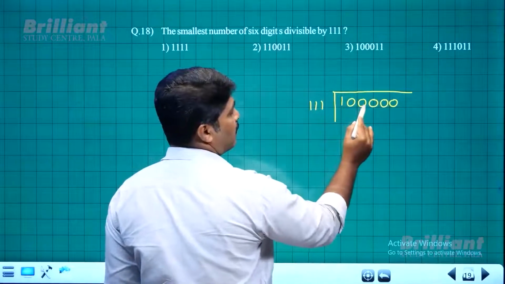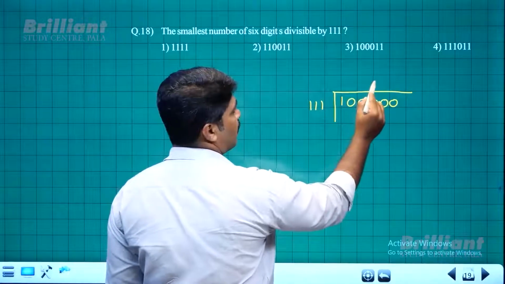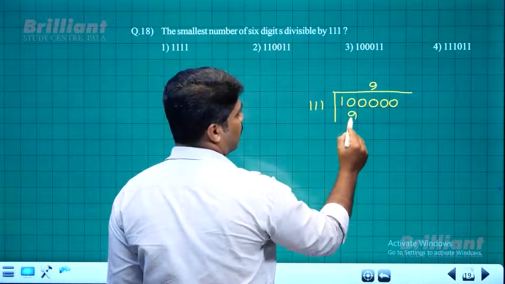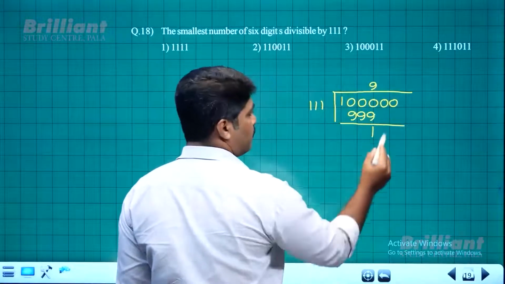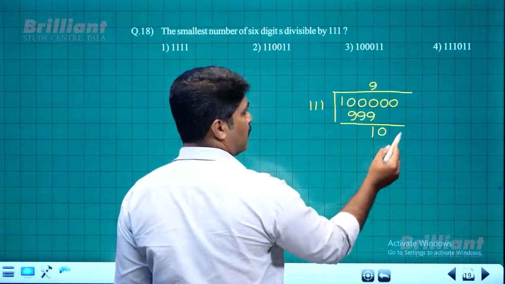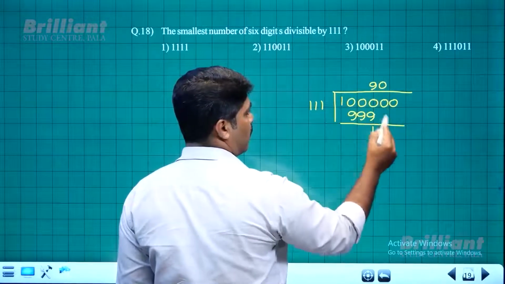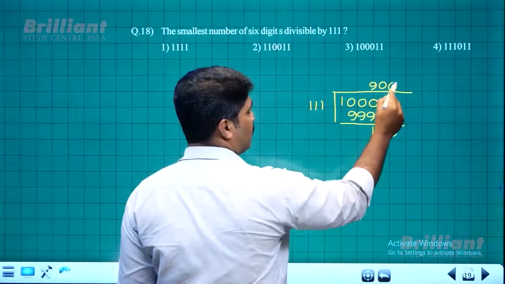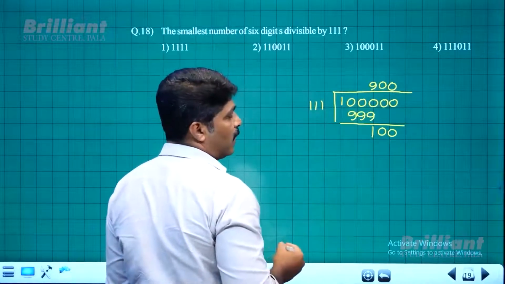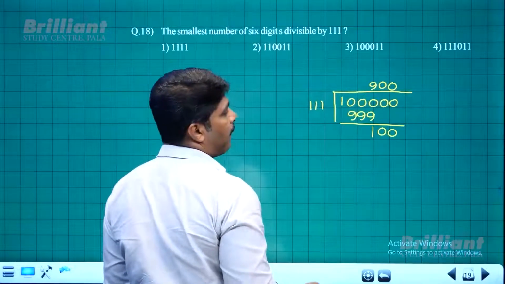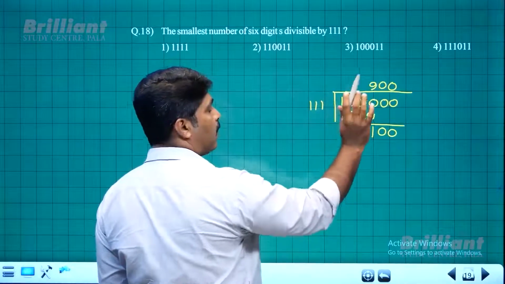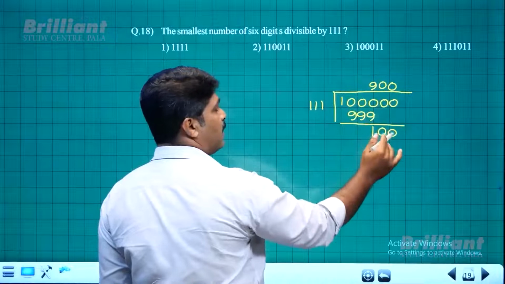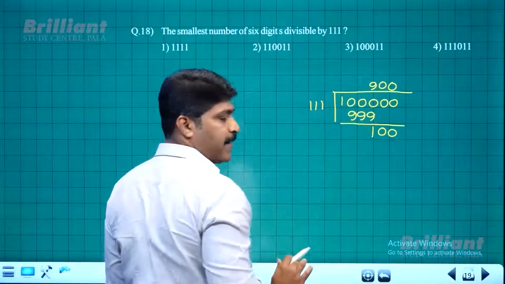So here we know that this 1000 contains 111 9 times. So this is 999. So 1 is there. Then take this 0. So 0 here. Take this 0. 0 here. Got it? So like that we just consider the value. So if you write this 0, then it is not divisible. Therefore, we just put this 0. If you're writing this 0, then also it's not satisfying.